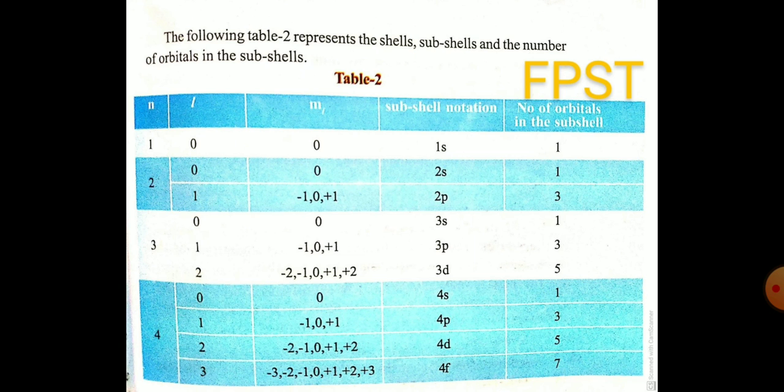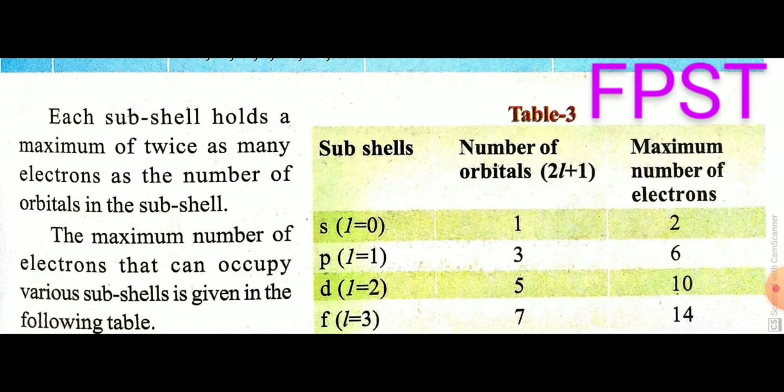In the same manner, for the fourth shell, n is equal to 4, subshells are 4, orbitals are 4 square: 1, 3, 5, 7, total 4 square, 16. 16 orbitals are there in the fourth shell. You can observe this one here.